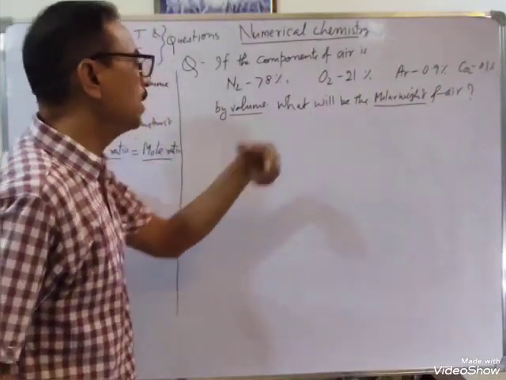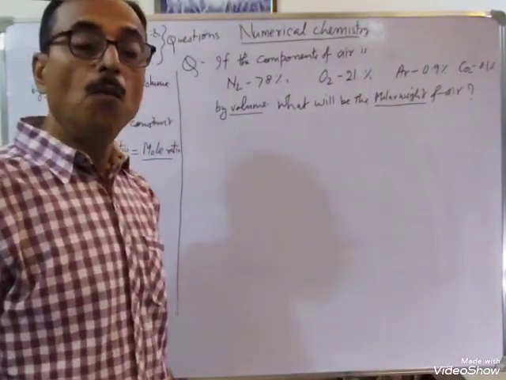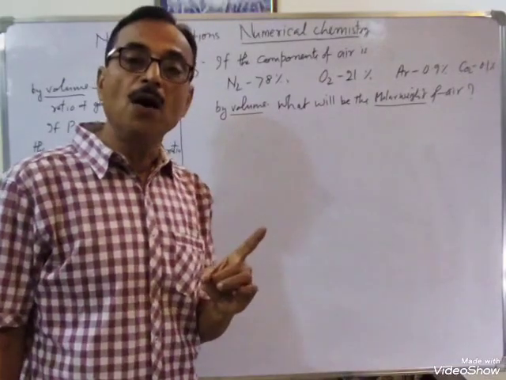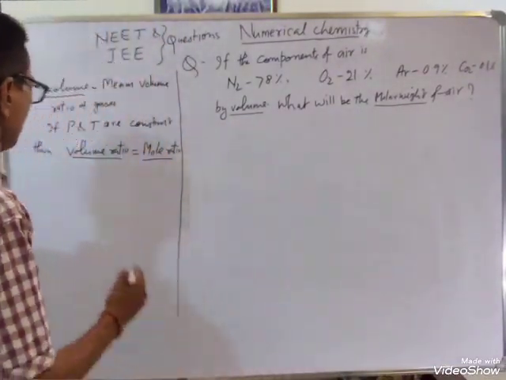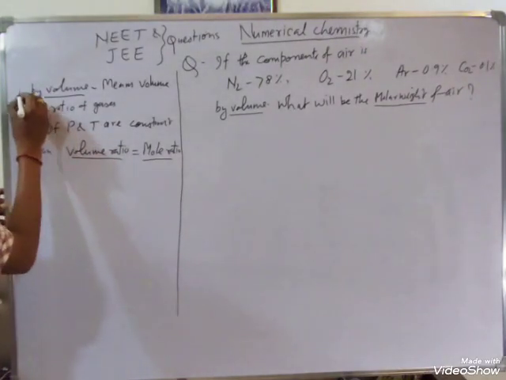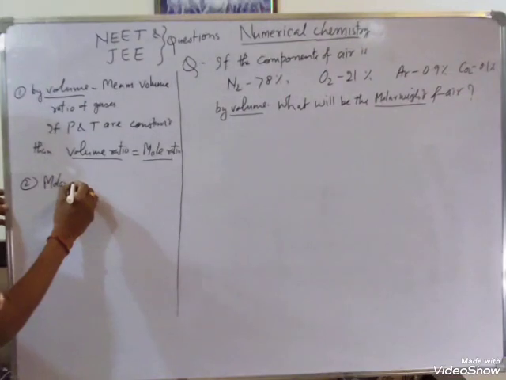Second, molar weight. I have told you in my previous lecture that molar weight is the weight of 1 gram mole of any substance. Molar volume means, the second point to write down here: what is molar volume?